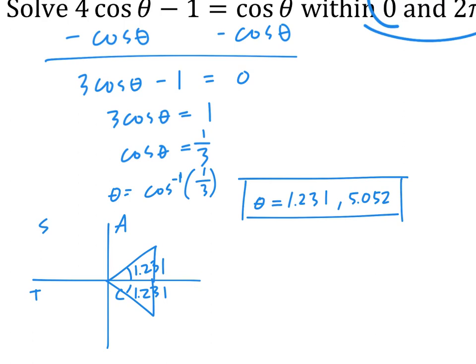And so to find that angle, what you do is you go 2 pi, which is going to be overshooting. So 2 pi and then go backwards. So 2 pi minus 1.231 is going to get you that 5.052.